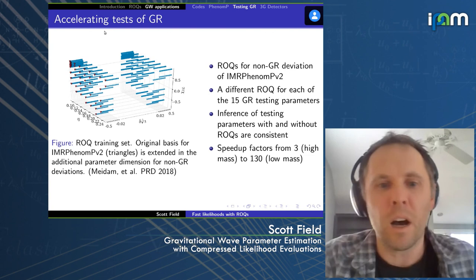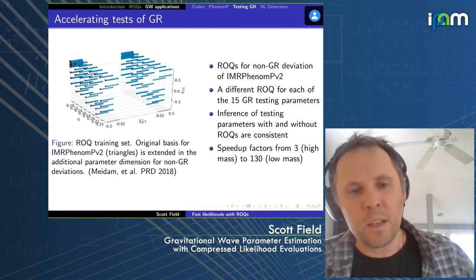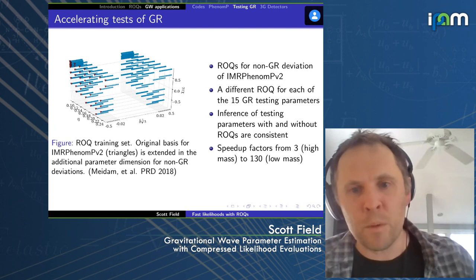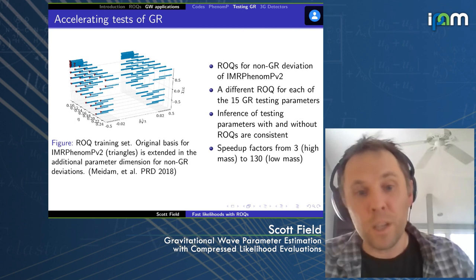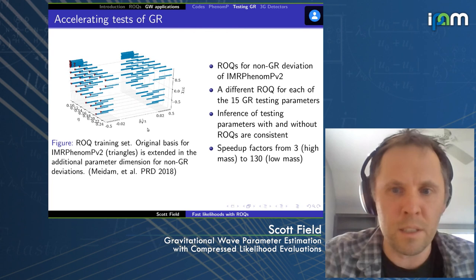The way this training set was constructed was to take all of the basis functions that were found for Phenom PV2, and in each one of the testing GR scenarios, you have various parameters that you can vary. There are 15 in total, and a different reduced order quadrature is built for each one by tensor producting the initial training set with this one extra dimension that we're allowing for. In this case, it's phi 3. So you can see what the training set looks like.